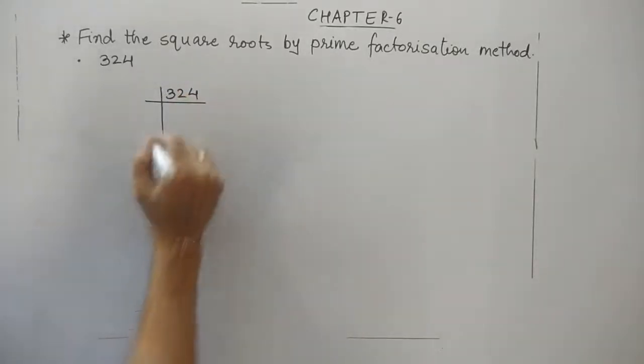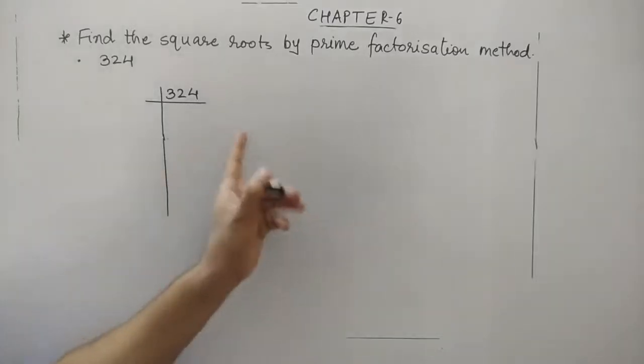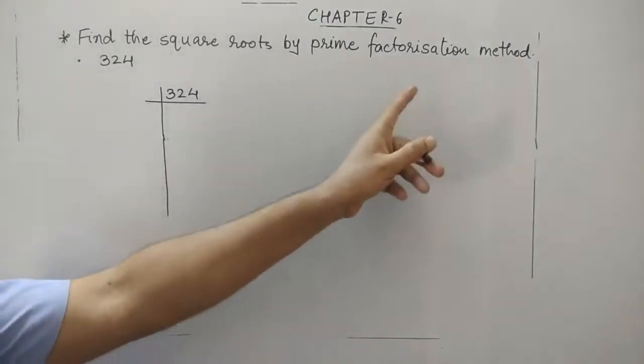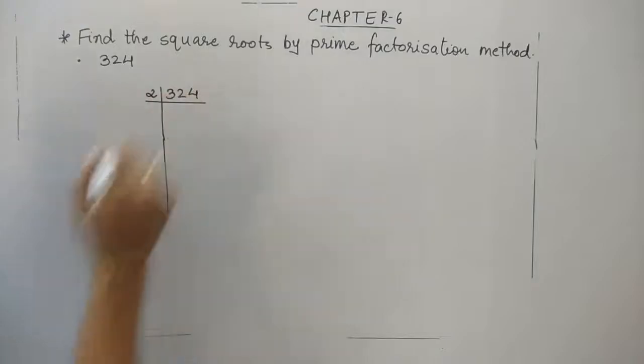First of all, as we discussed earlier, it has a unit digit 4, so it should be divisible by 2. हमें प्राइम नंबर से ही डिवाइड करना है. As we have written earlier, 2, 3, 5, 7, 11, 13. We are not supposed to take any other number, remember. So it should be divided by 2.